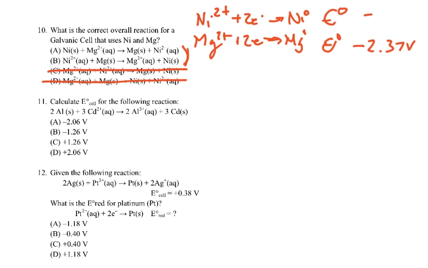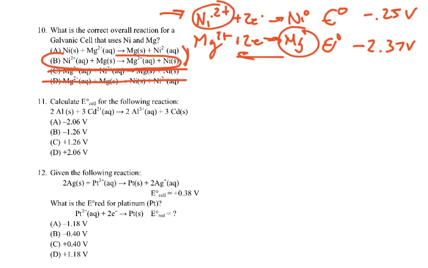That's volts. So definitely, minus 0.25 is much larger, much less negative than negative 2.37. That means nickel is going to go forward, and this magnesium one is going to have to be written backwards. So we're looking for a reaction where we have nickel ion and magnesium metal. Nickel ion, magnesium metal. That's answer B. That's actually a pretty easy question, but you do have to go back and look at that chart.